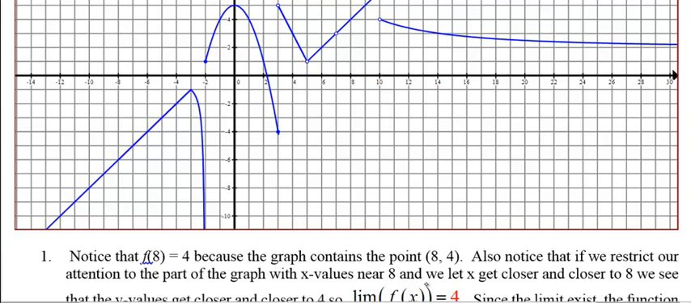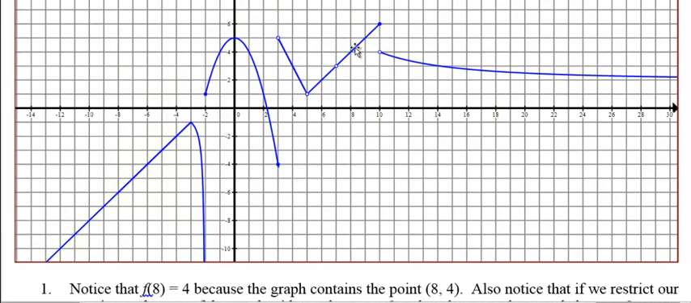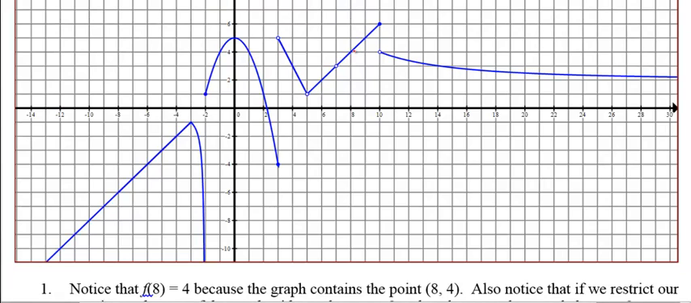Now, if we pay attention to the part of the graph near x equals 8, we're looking at this part of the graph right in here, and as we approach in here, we're getting closer and closer to that point, (8, 4), which is actually on the graph.